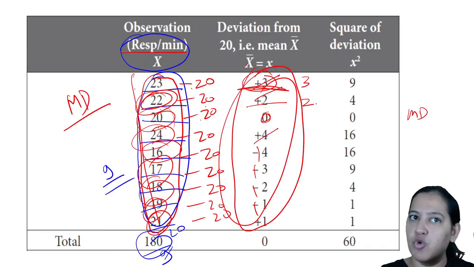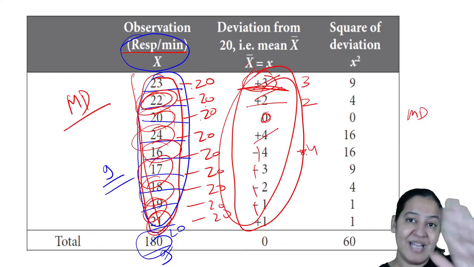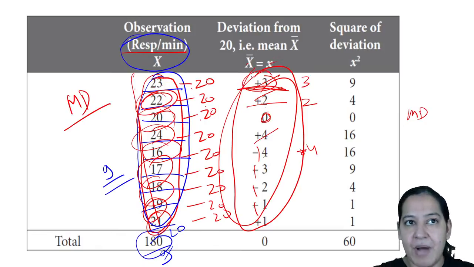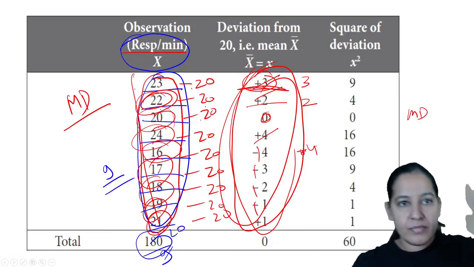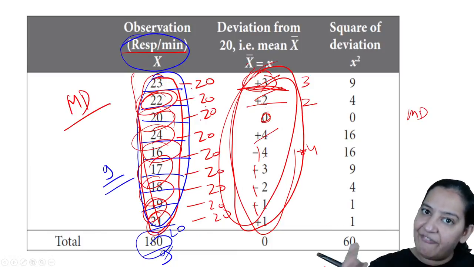The second observation is 2 apart. This one is on the plus side, this one is on the minus side. This is minus 4, but it is still 4. So some are less than the mean, some are more than the mean. Add all the numbers, ignoring the signs. Add all of them and divide by 9. You will get the mean deviation. So that is the average mean deviation.